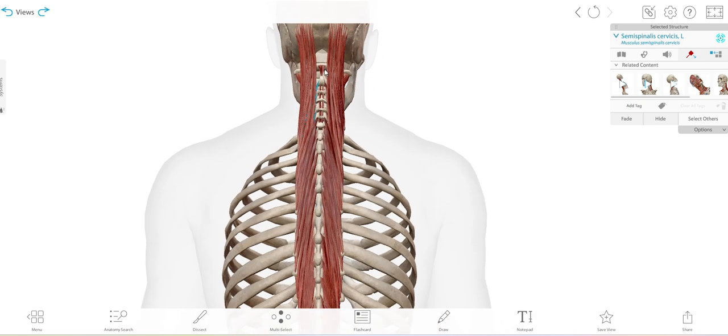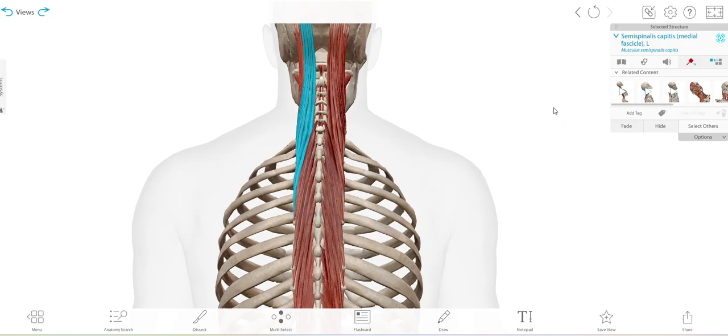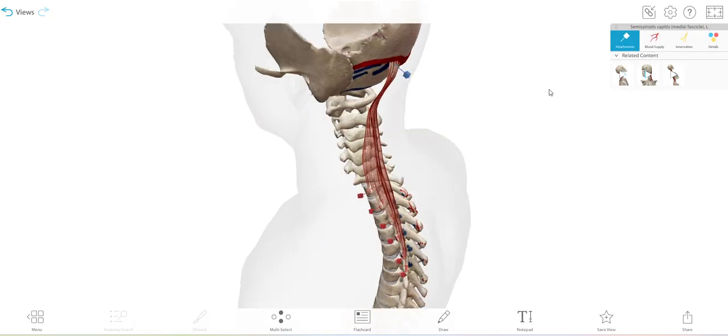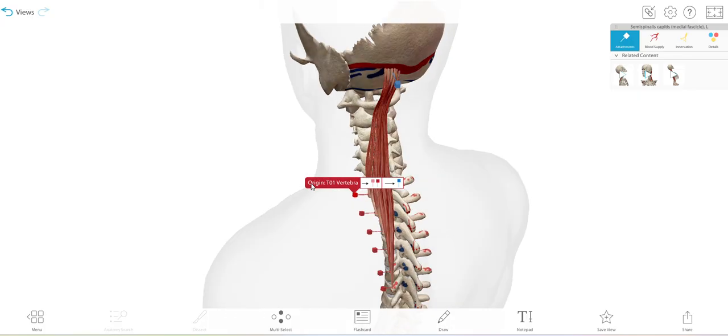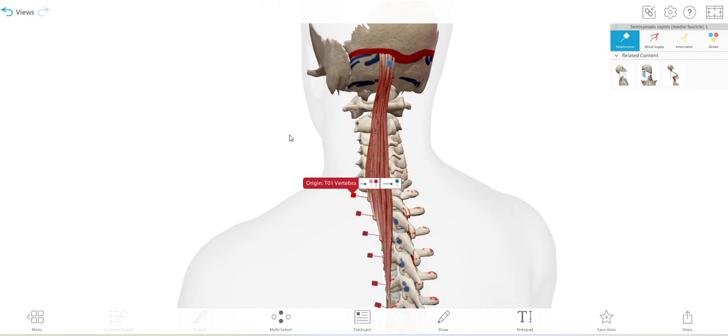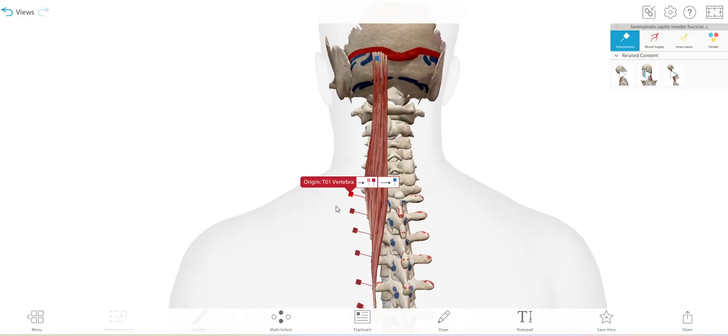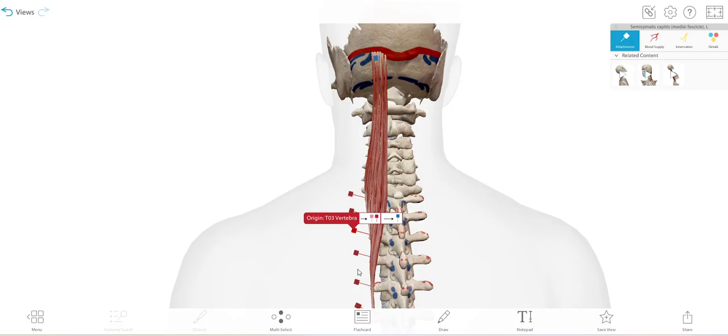So first we are going to go through the semispinalis capitis. And here you can see it originating onto some of the transverse processes here of select thoracic vertebrae. And then for capitis, we can see the insertion up onto the skull.